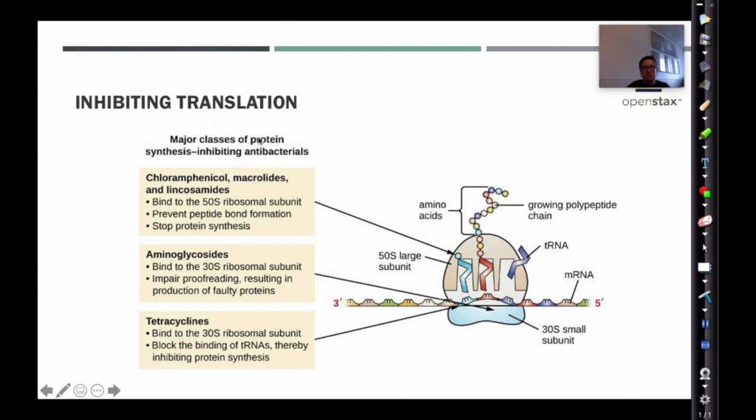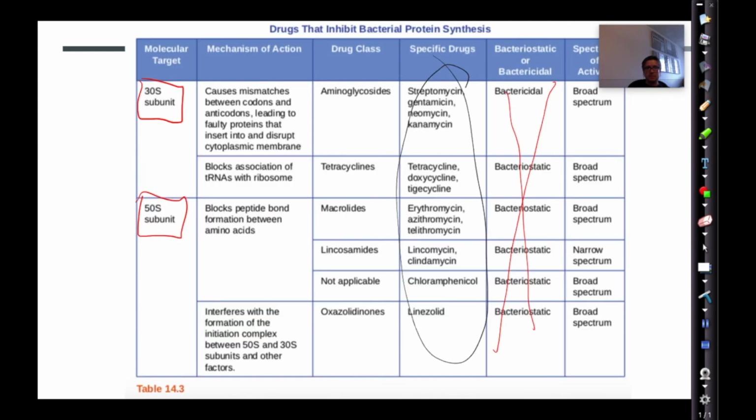Inhibiting translation, so like we talked about before, tetracyclines and aminoglycosides are going to target 30S subunits. Chloramphenicol, macrolides, and lincosamides target the 50S subunit of the ribosome, but all of them inhibit protein translation. So you must know who's doing what to where. And this goes through the specific drugs that do it. You must know these. Again, I don't care if you know that it's bactericidal or bacteriostatic. That's not going to be tested on. But you must know their mechanism of action, and broad or narrow.